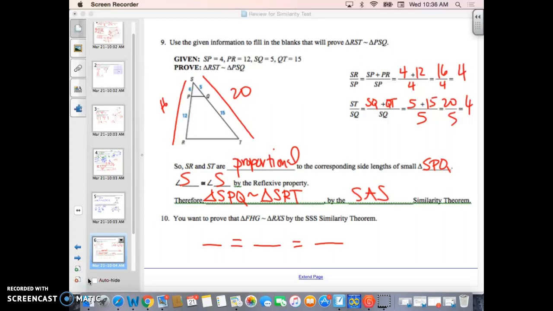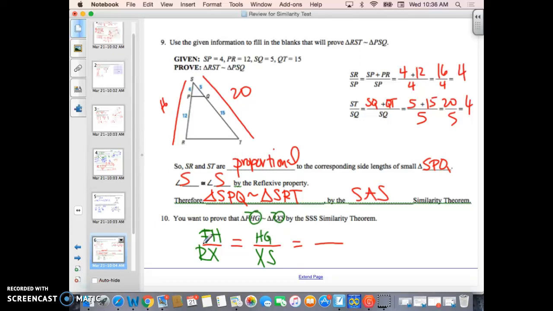it's given you FH. Well, FH is going to correspond to RX. You don't even have to draw the picture. And then XS, well, that's going to correspond to HG. And then you got FG, which is first and last, and that's going to correspond to RS. And that's all you had to write down for that.